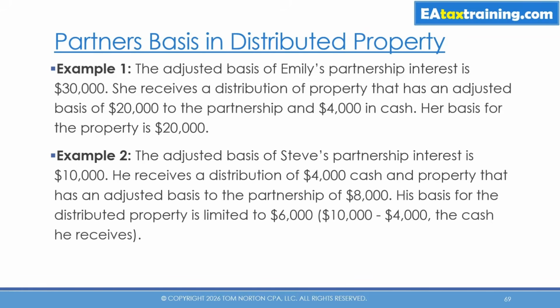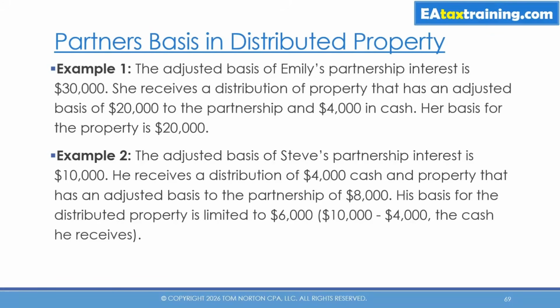Example 2. The adjusted basis of Steve's partnership interest is $10,000. He receives a distribution of $4,000 of cash and property that has an adjusted basis to the partnership of $8,000. His basis for the distributed property is limited to $6,000. So normally, he would get the same basis as the partnership. So he would have $8,000.